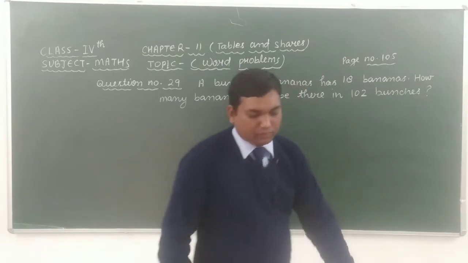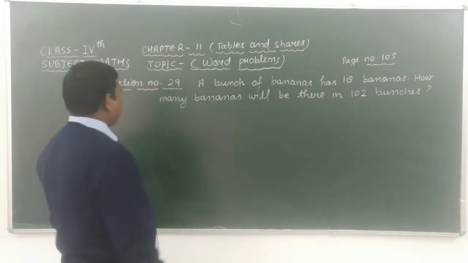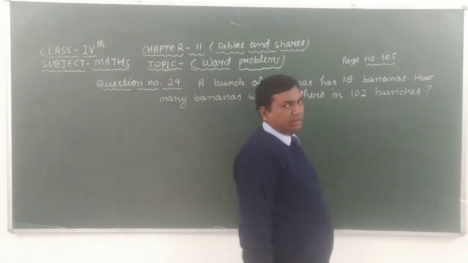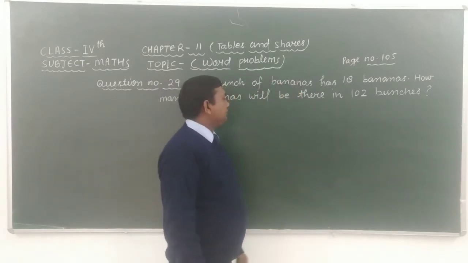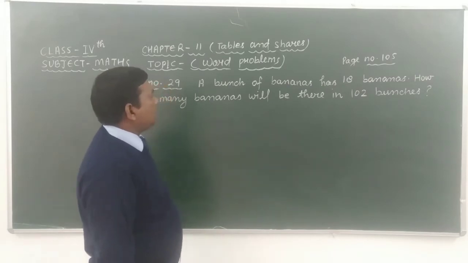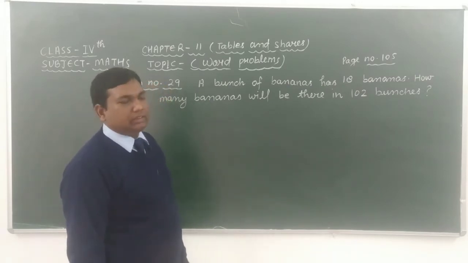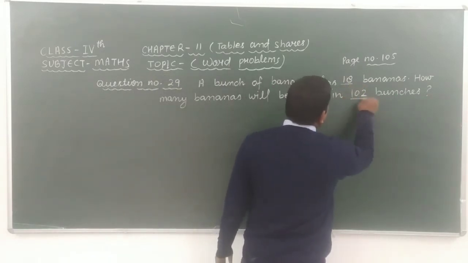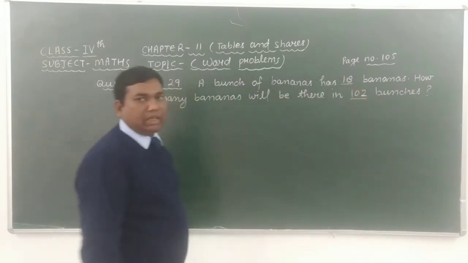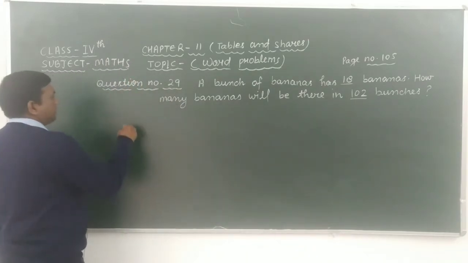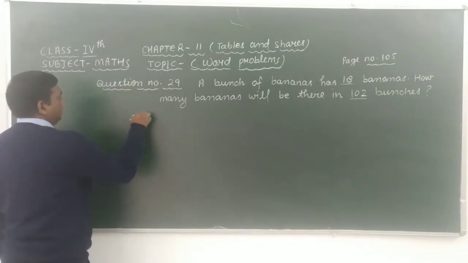Okay, sir. In this question, it is given that a bunch of bananas has 18 bananas. Then the total number of bananas in 102 bunches is, dear students, if we take the multiplication of 18 by 102, then we get the answer of this question. Now let's start the solution of question number 29.